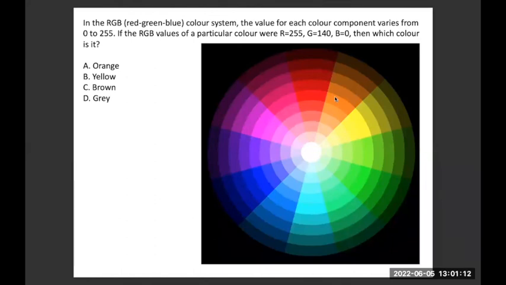Blue is a darker tone. Okay. Yes, ma'am.